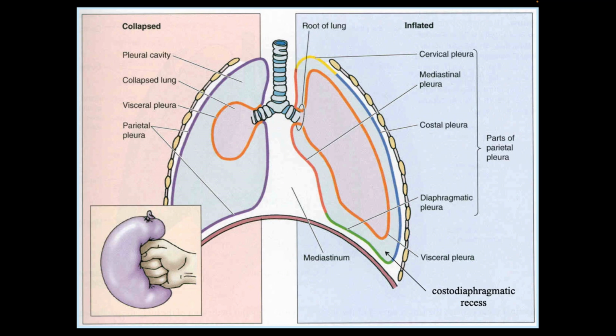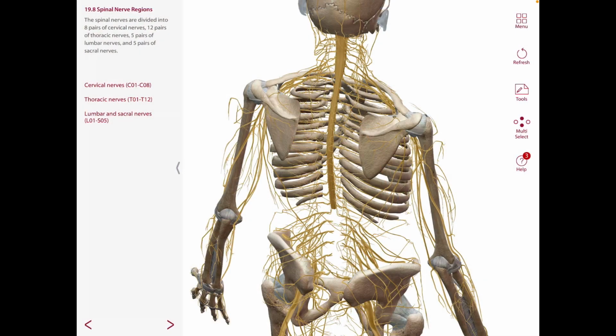effusion. And there is also a costomediastinal recess, which is located close to the anterior border of the lung between the costal and mediastinal parts of the parietal pleura. And during inspiration and expiration, the anterior border of the lungs slides in and out of these recesses.